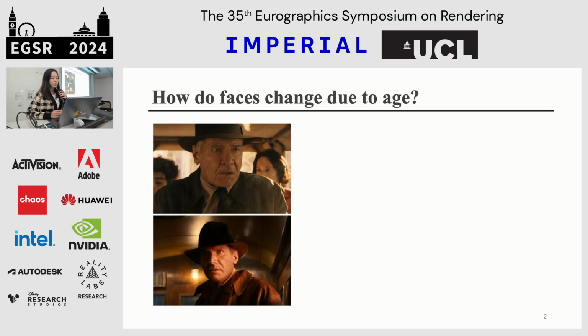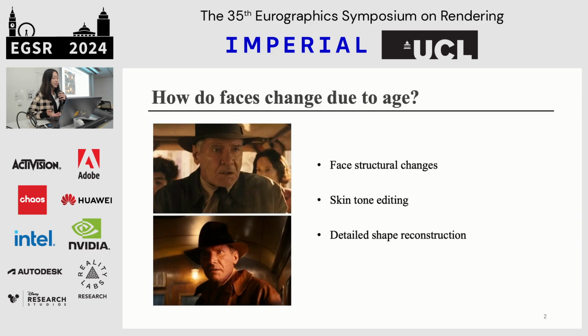So we got a clue for this task. We need to have some face structure changes. We also need to change skin tone slightly because the optical properties of human skin will also change due to aging. We also need to reconstruct the detailed shapes because of some wrinkles on the face. And although they have many differences in both appearance and shapes, we can still find they are the same person. So that means we preserve the identity of this actor. These 4 points are what we want to do in this task.